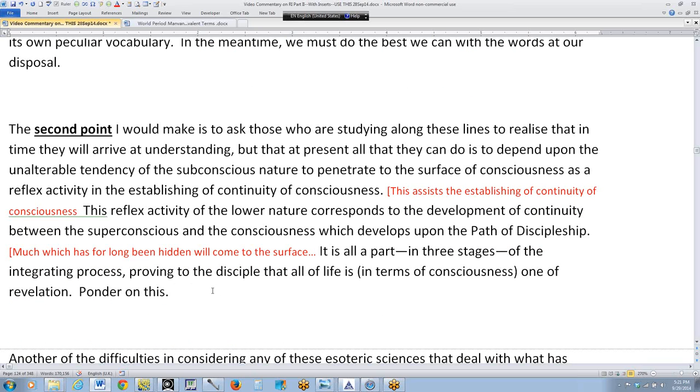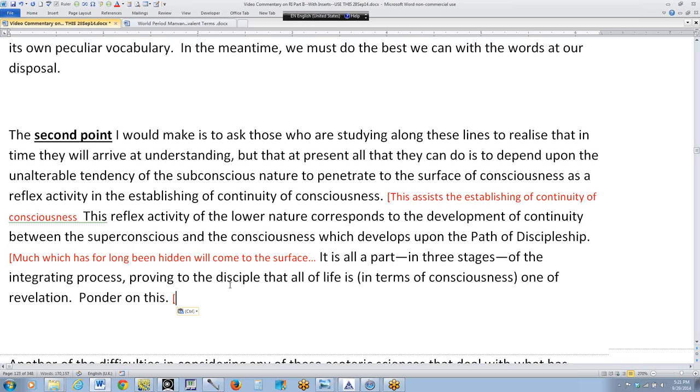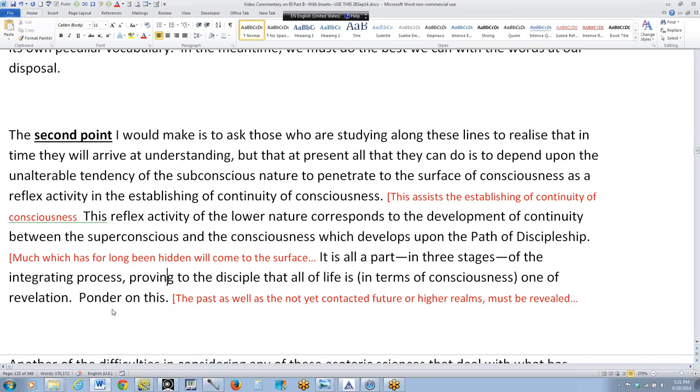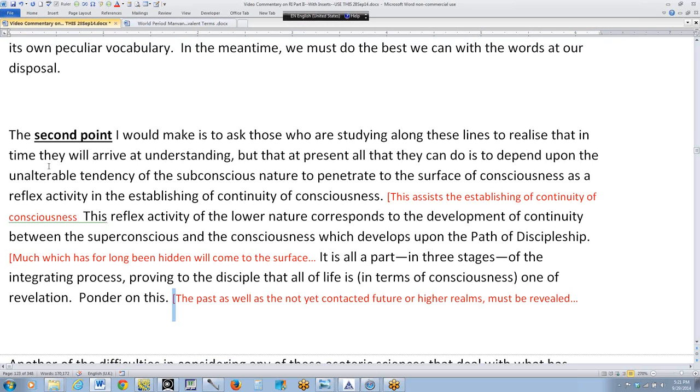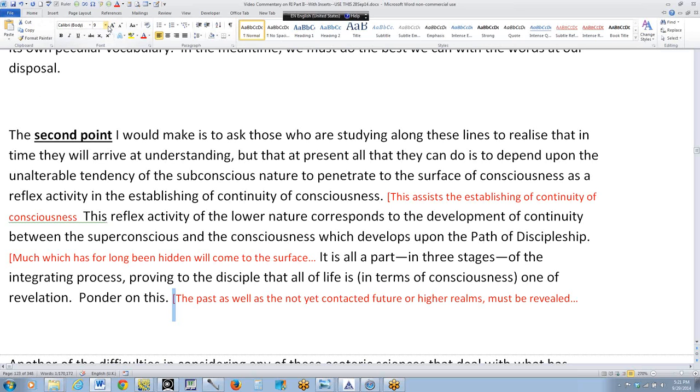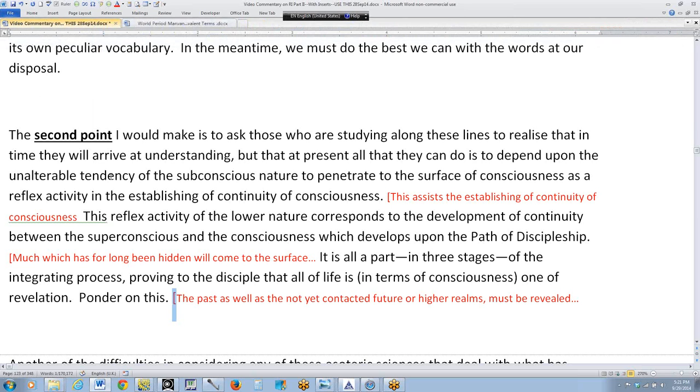And we are to ponder on this, the past, as well as the not yet contacted future, or higher realms, must be revealed. Okay. Now, I think I want to know how big that is. And that's probably, oh, that's a 9. All right, I'm going to make it more an 11. Okay.